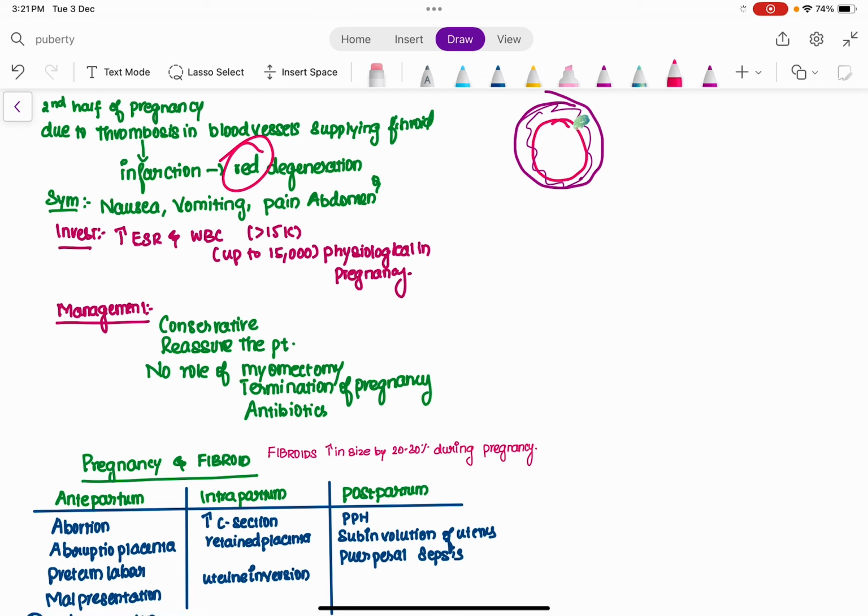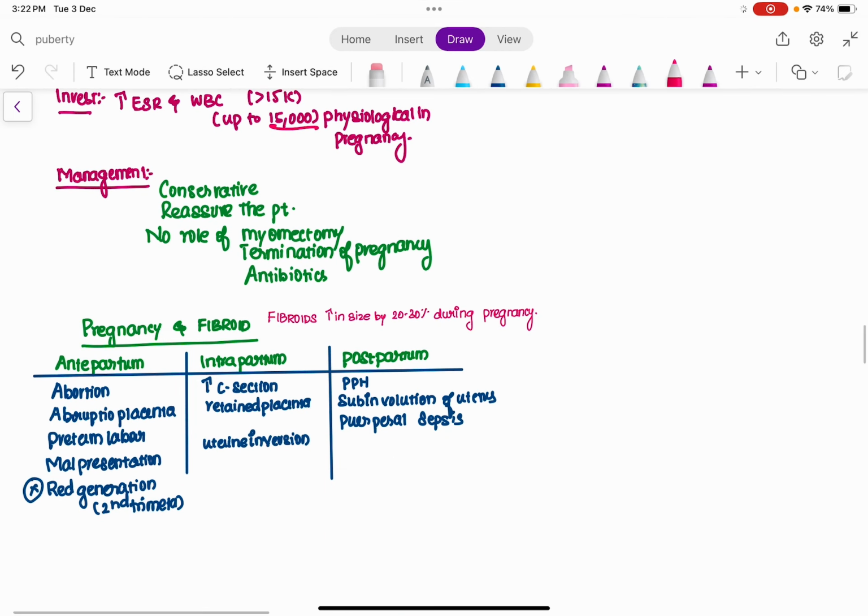If you're going to do investigations in such patients, there is going to be increase in erythrocyte sedimentation rate, and the WBCs will be more than 15,000. Up to 15,000 is actually physiological in pregnancy. So increase in WBC up to 15,000 is actually normal in pregnancy. But if the amount of WBC is going to be more than 15,000, it has to be considered. So if you do investigations in a patient of fibroid during pregnancy, the ESR, erythrocyte sedimentation rate, is going to increase, and the WBC is going to be increased, where it is going to be more than 15,000. Clear?